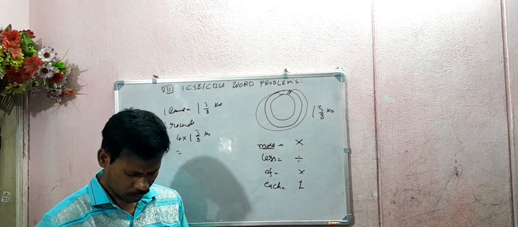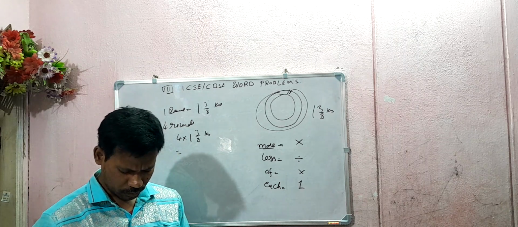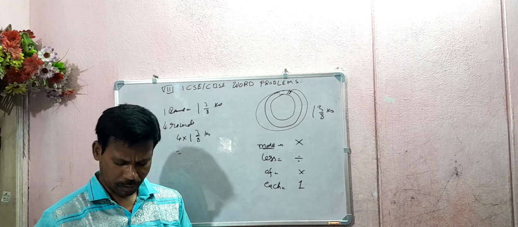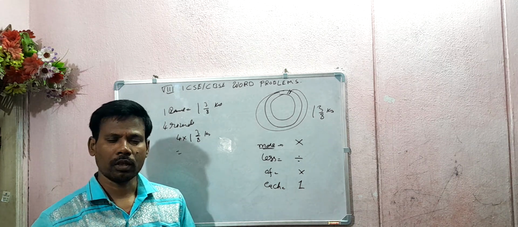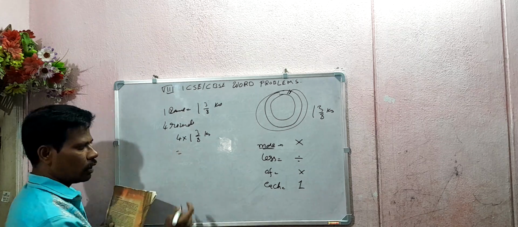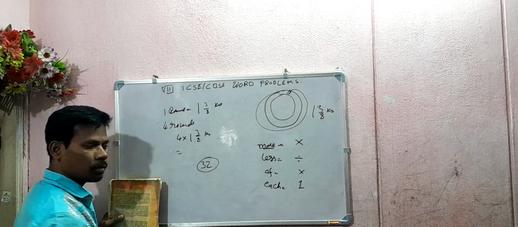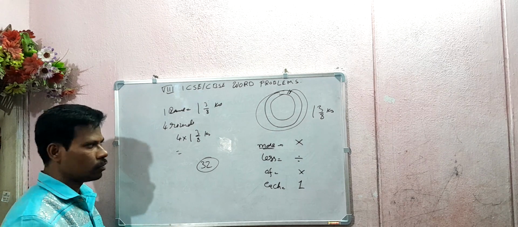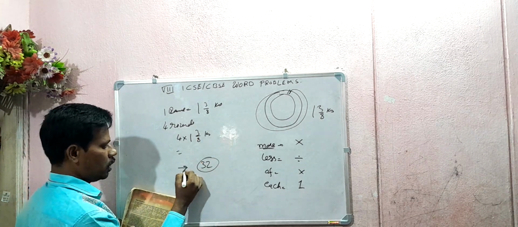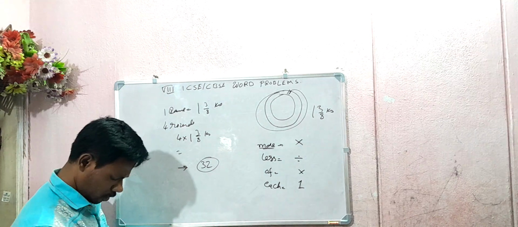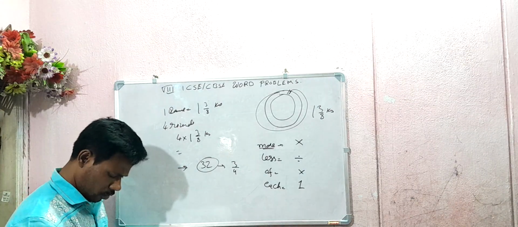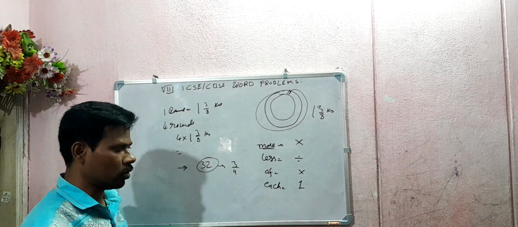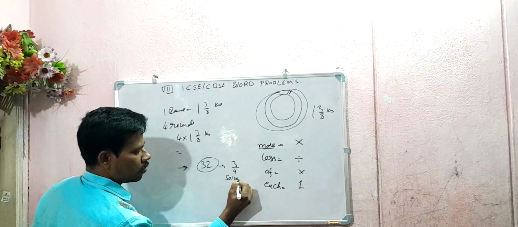Next, one more question. Rahul was given 32 problems. This is another model. He has worked out 3 by 4th of them. The teacher has given 32 problems. He has worked out 3 by 4th of them. So our question is, how many are left unsolved? This is solved.